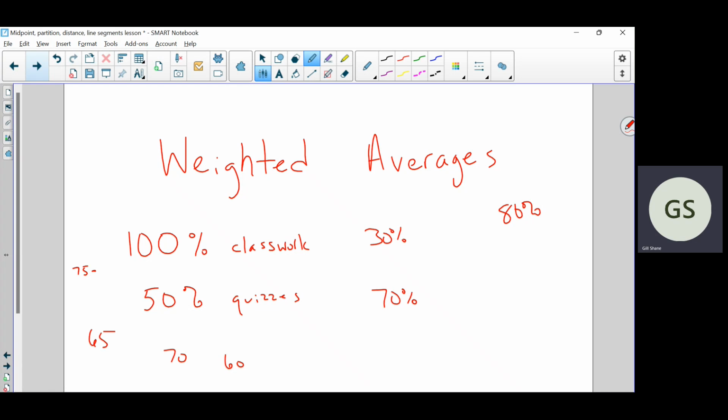So since classwork is 30%, since you got 100% on the classwork, you just get 30% of your grade already there. And quizzes are 50%, and they're worth 70. So 50% of 70 is 35. So 35% plus 30 equals 65. That's absolutely correct.